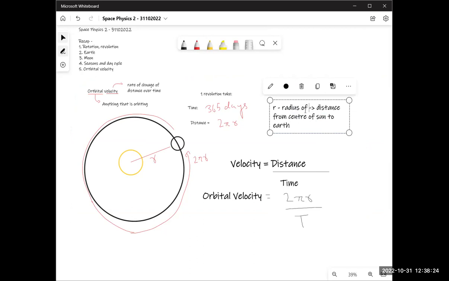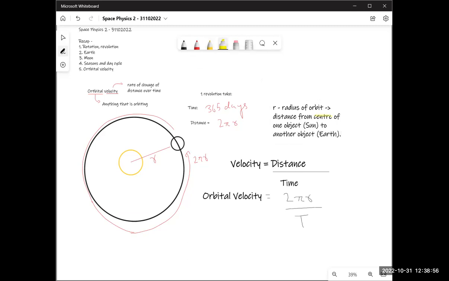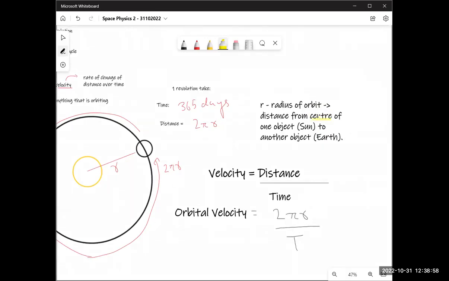Oh, so is this only specific for Earth or for every planet? No, let's just say distance from the center of one object to another. Examples could be sun to earth. So you have to take it from the center. The keyword over here is center. Manvi, do you read that? Yeah, center.